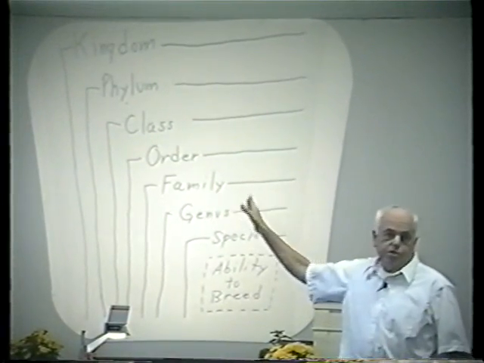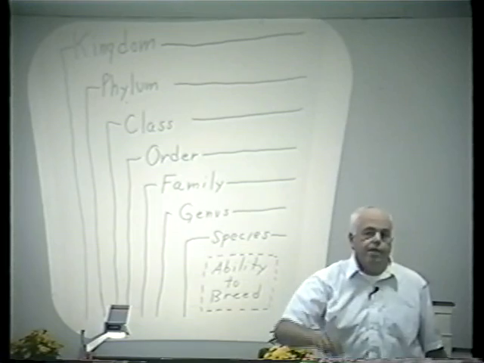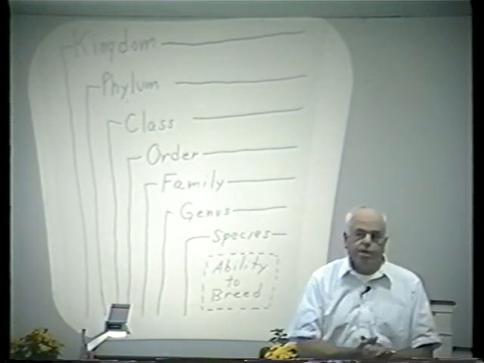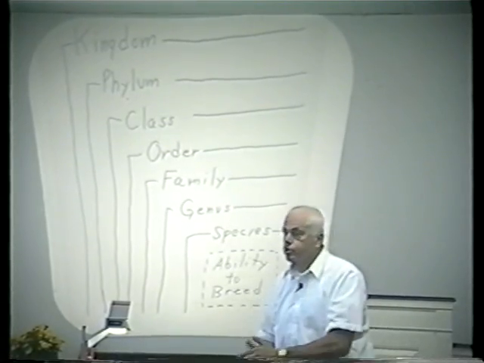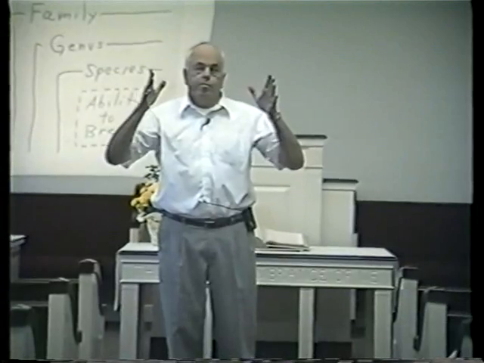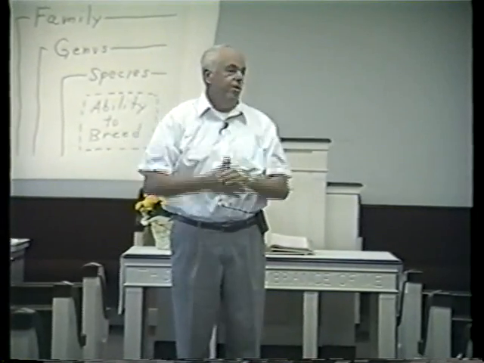If you took biology, you have to memorize this. The whole point of this is to identify to you that the kind in the book of Genesis, and they reproduced after their own kind, does not mean species. So lions and tigers all came from a particular kind, obviously.